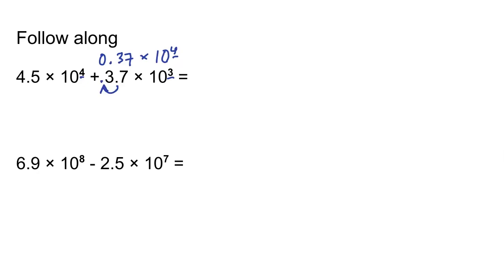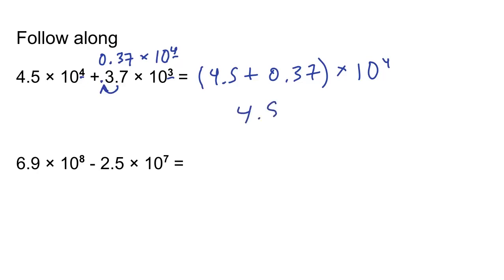So I can go ahead and add the coefficients, which are 4.5 and 0.37 times 10 to the 4th power. And 4.5 plus 0.37 is 4.87 times 10 to the 4th. And that's my final answer. Next I have 6.9 times 10 to the 8th power minus 2.5 times 10 to the 7th power.